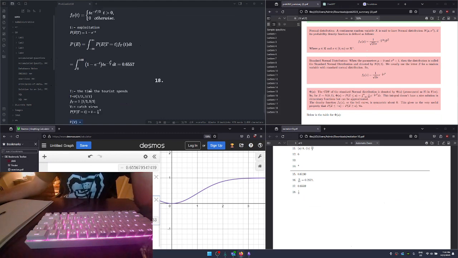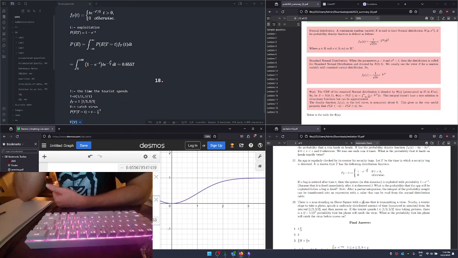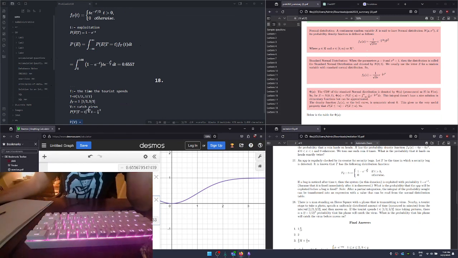Well, this is the probability to catch a virus. What is it asking for? So there's a man standing at Hero Square with a phone that is transmitting a virus. Nearby a tourist stops to take a photo, spanning a uniform distribution amount of time. So what is the probability that this phone will catch the virus before it moves on? Well, it's this right here.